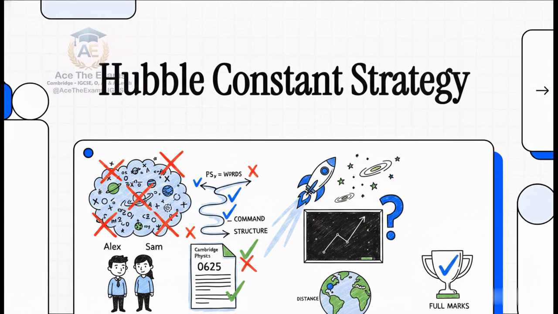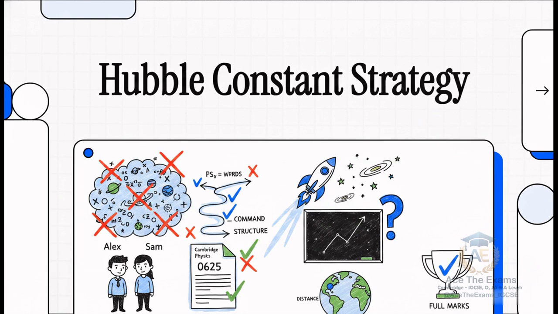Now, to set the stage, I want to introduce you to two students who recently took on this exact mission. Let's call them Alex and Sam. They were faced with a real Cambridge physics past paper question, specifically from code 0625. And honestly, they both crashed and burned, but for completely different reasons.